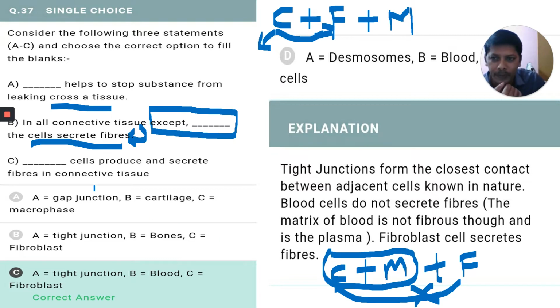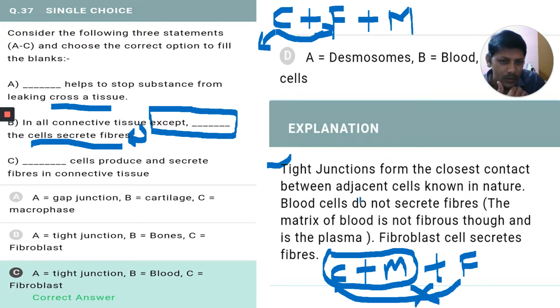It is very important. Dash helps to stop substances from leaking: there are tight junctions, which form the closest contact between adjacent cells. The first blank is tight junctions. This is the explanation to part A.